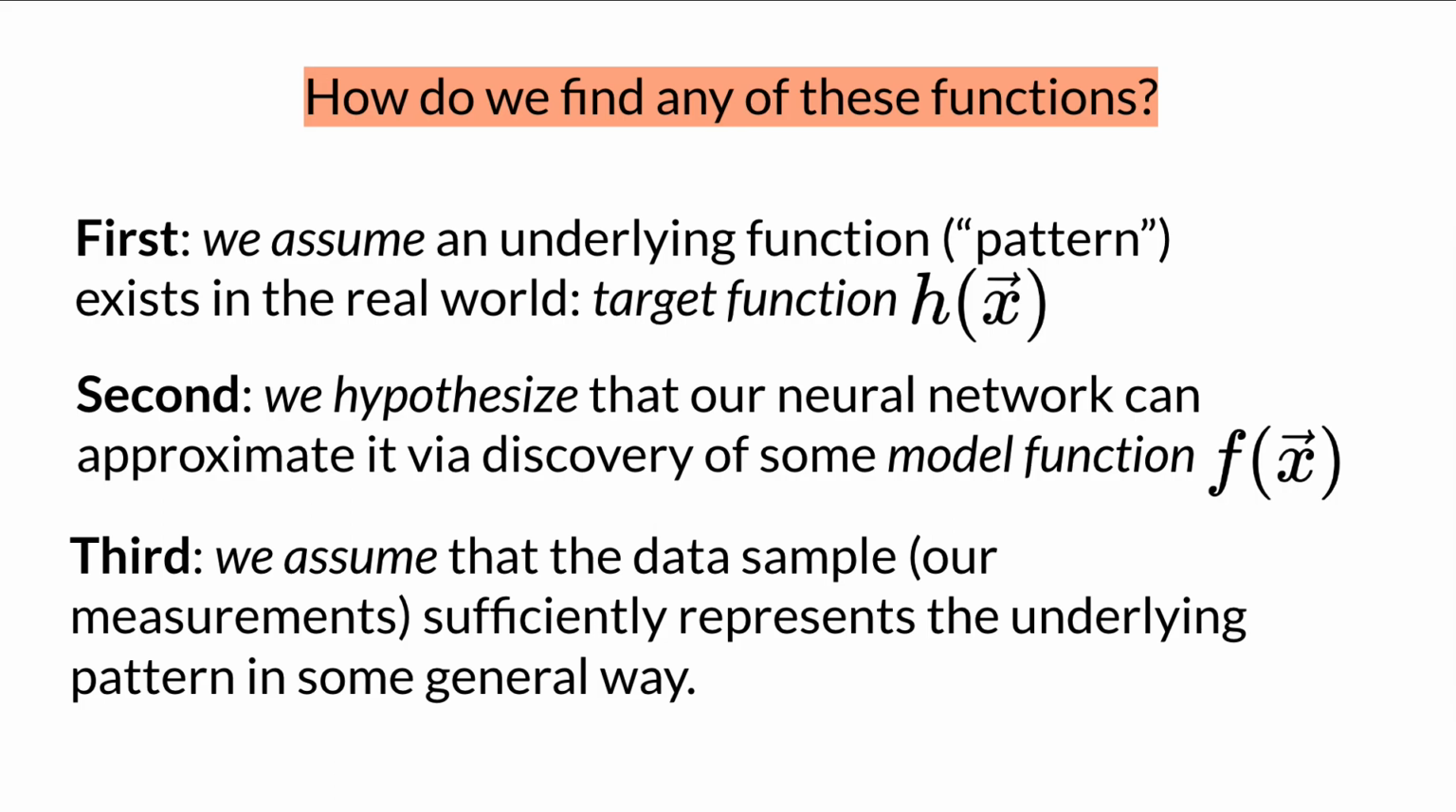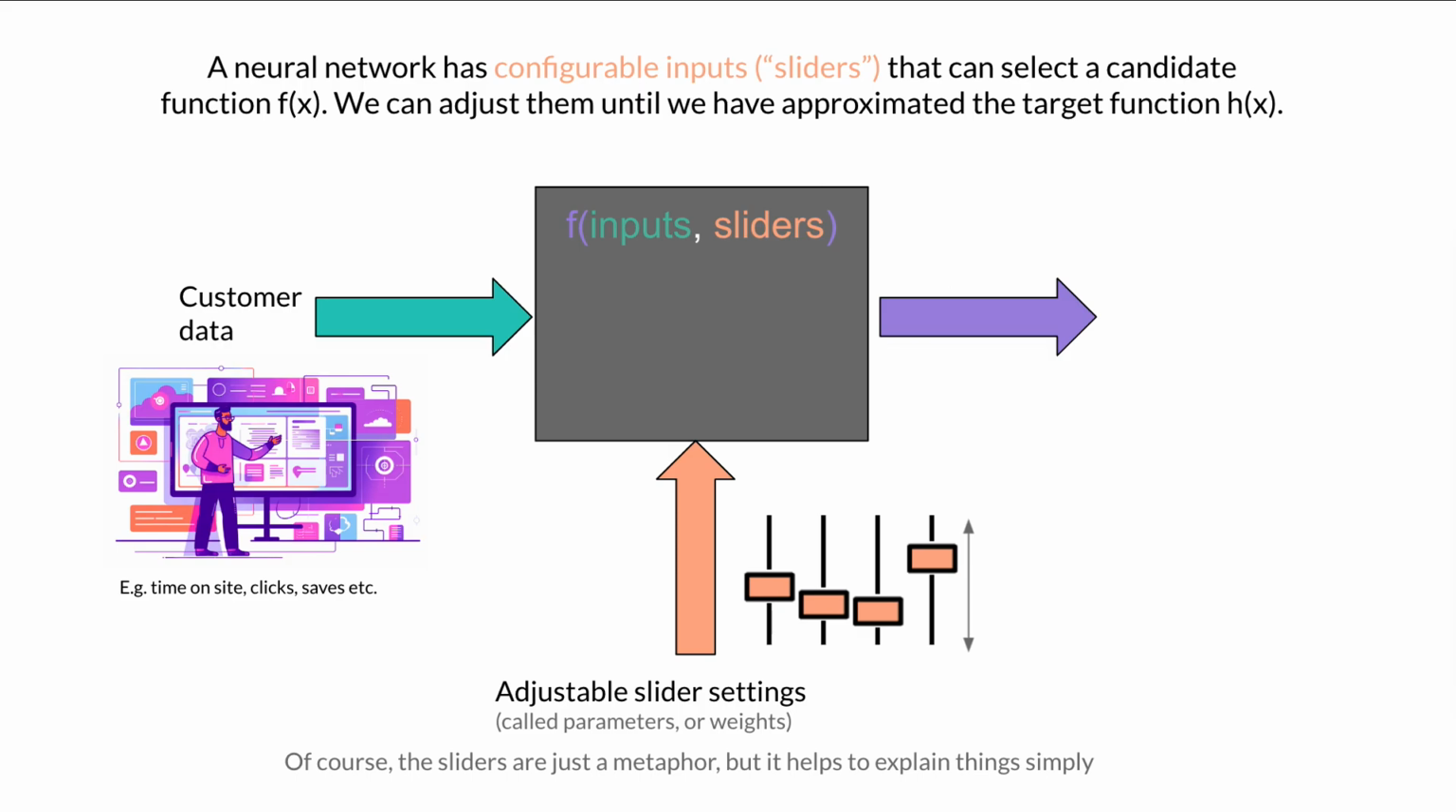When we say general way, we mean that the data we're given is sufficient that we can actually create a model, an approximate model, that does generalize to out of sample data. So these are the key assumptions that we're going in with when modeling using a neural network.